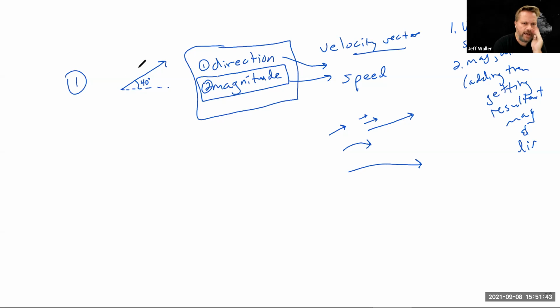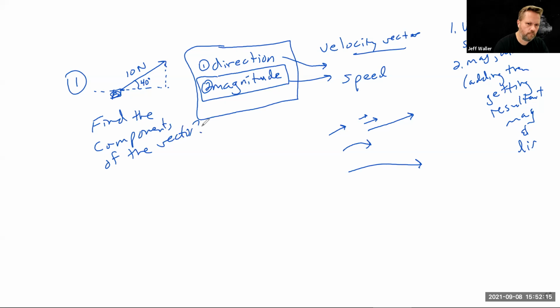Now, let's say that I'm given this, let's just say this is a 10 Newton force being applied at a 40-degree angle with respect to the horizon, right? So I could be applying this to a crate that I'm pulling or something. So let's not make it anything specific yet. Have you guys done any work with finding the components of the vector? Maybe? Sounds familiar. Okay. What do the components mean?